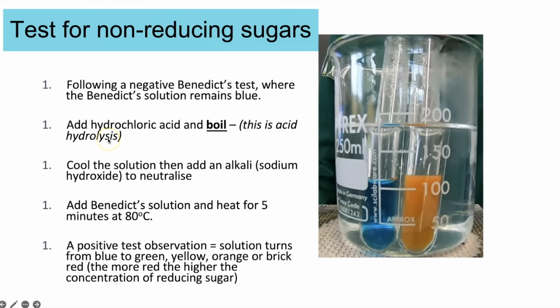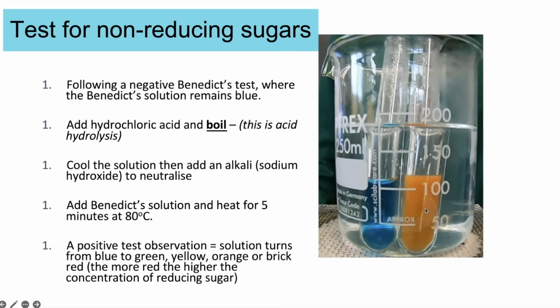For non-reducing sugars, you would do this following a negative Benedict's test result, which basically means the Benedict's solution remains blue. You would add hydrochloric acid and boil, and this is acid hydrolysis. You'd be splitting apart or hydrolyzing any disaccharides into the monosaccharides. You would then cool the solution and add an alkali, such as sodium hydroxide, to neutralize. You would then add Benedict's solution and heat for 5 minutes at 80 degrees C. If it was a positive test observation, the solution turns from blue to green, yellow, orange or brick red. The more red, the higher the concentration.